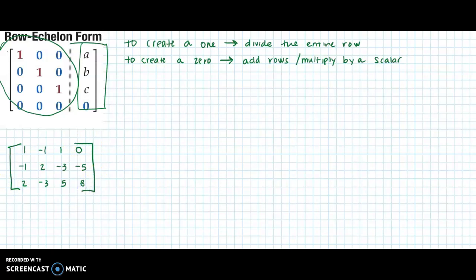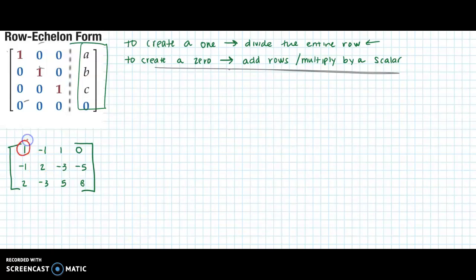So again, to create a 1, you can divide the entire row. That's easy. And then to create a 0, you can add rows and multiply by a scalar. What I usually do is work my way down the column, first trying to get a 1 in this position and then working zeros here. Then trying to get these zeros and getting that 1, trying to get this 0, and then working my way back up to get these.